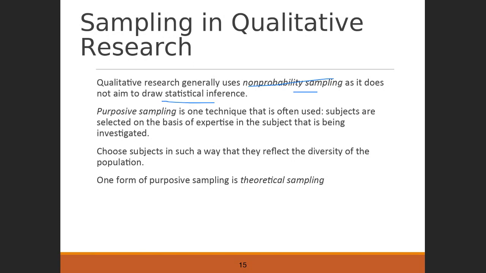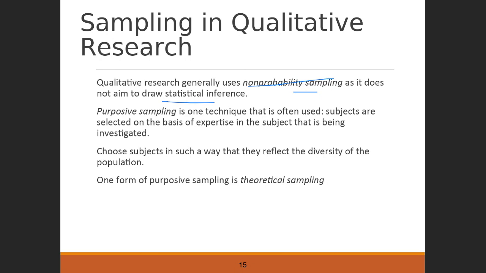So in qualitative research, we are not looking to estimate population characteristics on the basis of sample statistics. We just want to explore deeply some phenomena. We just want to gain deeper insights about certain research areas. So the purpose is different in qualitative research. So that is why they are using a different sampling strategy as well.